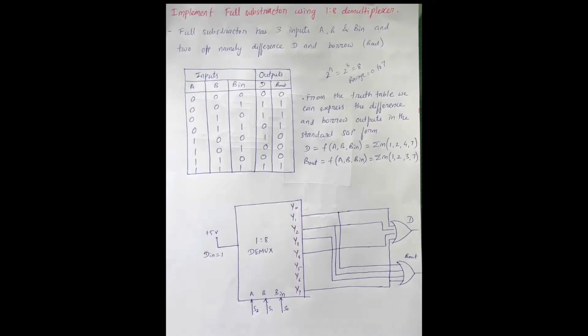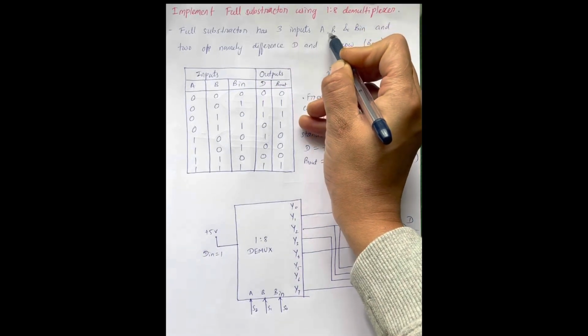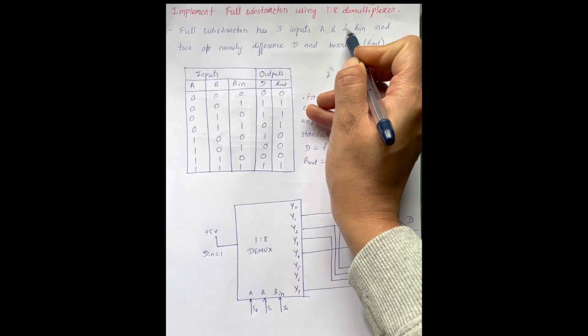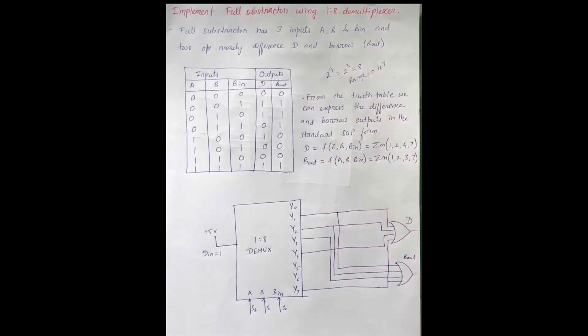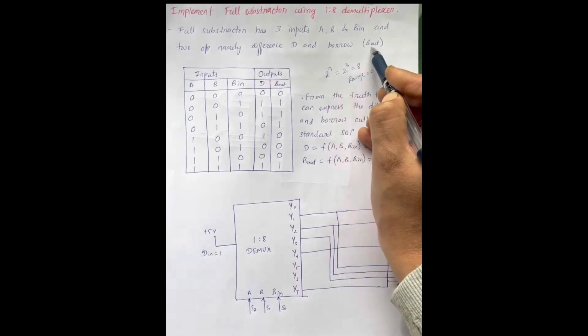So actually, what does full subtractor mean? We are subtracting binary numbers, right? That is what your full subtractor is. So how many inputs and outputs are there in a full subtractor? In a full subtractor there are three inputs, that is A, B and B in, and there are two outputs, that is difference and borrow. Difference is represented by D and borrow is represented by B out, right?